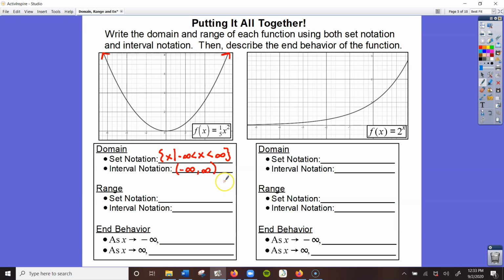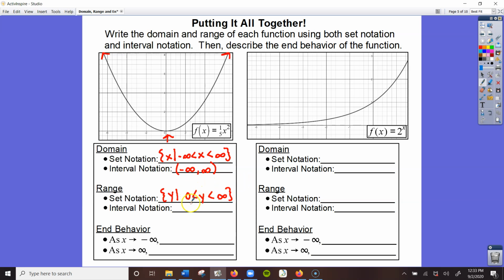Now the range. The range, when we start with set notation, we're going to open our brace, but instead of x, remember range is the y's. So I have to put y bar. This is indicating, okay, I am now looking at the range. You put y in the middle, less than, and I can see from this graph that the smallest possible y value seems to be 0. Then it goes on forever going upwards. So that means that the highest possible y value is going to go up to infinity.